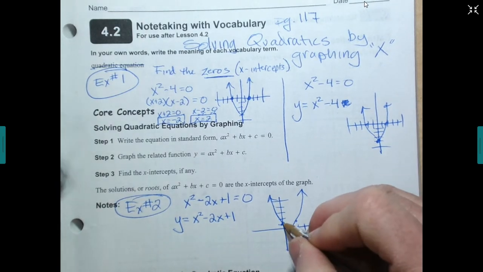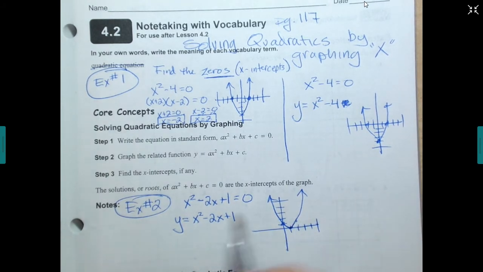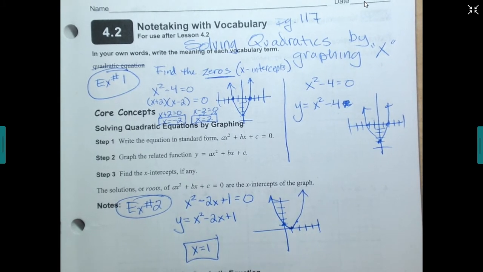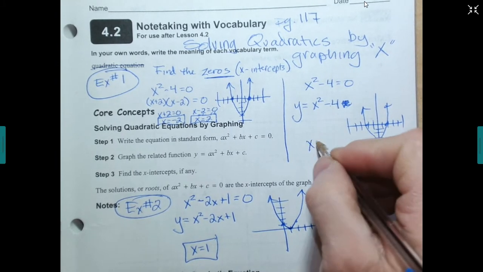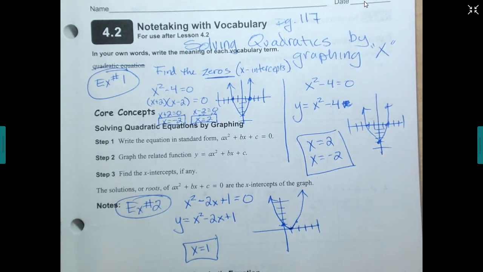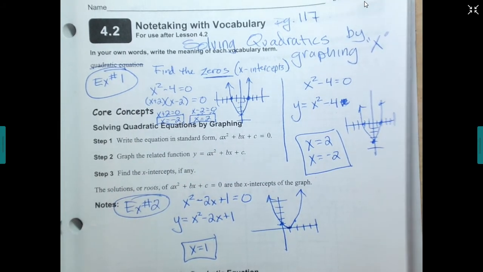Some would say it's 2 because it comes down, hits it, and goes up, but it hits it in the exact same spot. So for this one, our zero, or our x value, is 1. For the first one, we have x equals 2 and x equals negative 2. Okay, so there's example 1 and example 2. Now let's check out a third example.